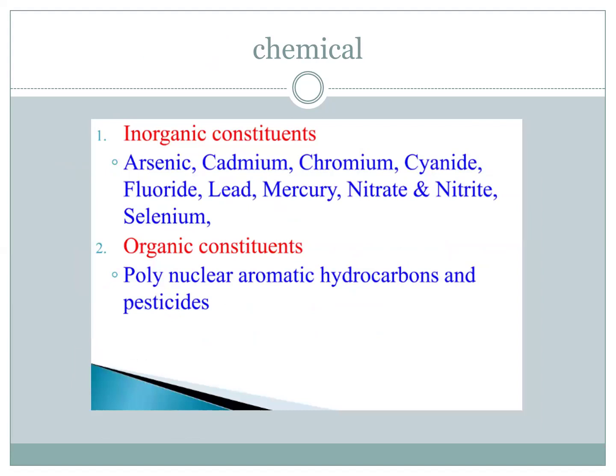The chemicals which are found in water which cause harmful effects for the body can be classified into inorganic and organic constituents. Inorganic constituents can be arsenic, cadmium, chromium, cyanide, fluoride, lead, mercury, nitrite, and selenium. The organic includes polynuclear aromatic hydrocarbon and pesticides.